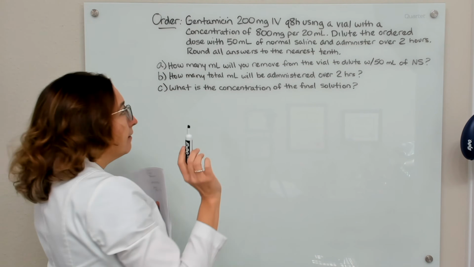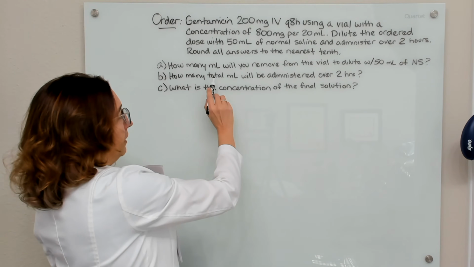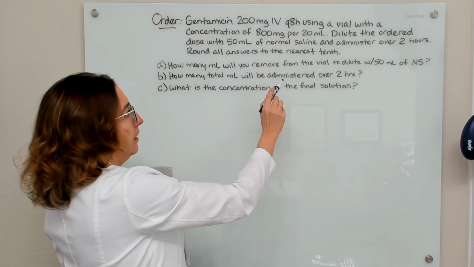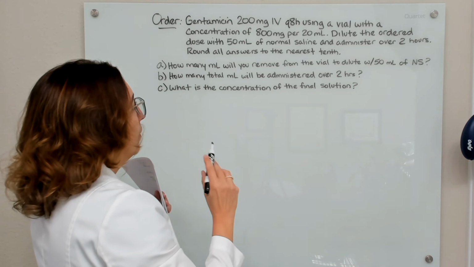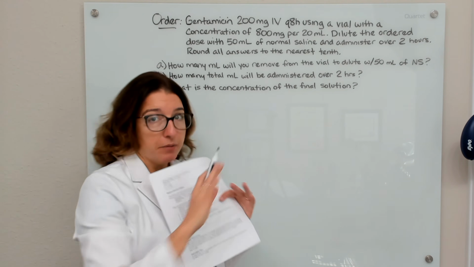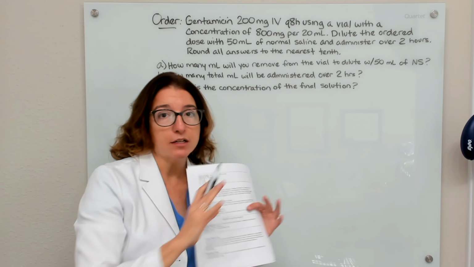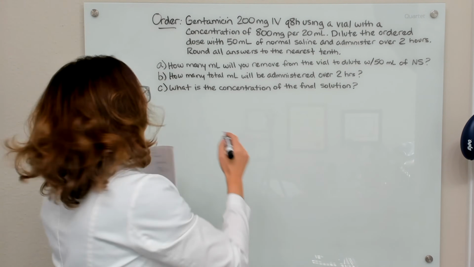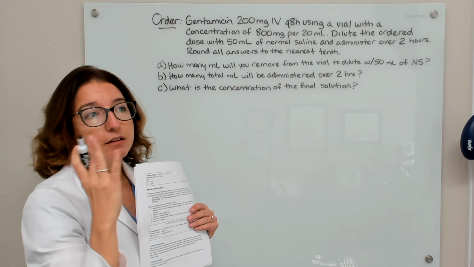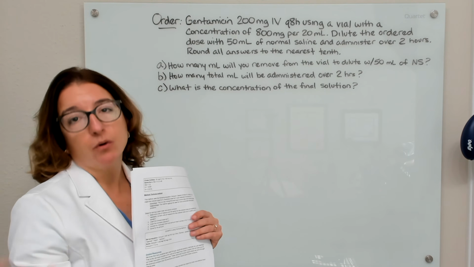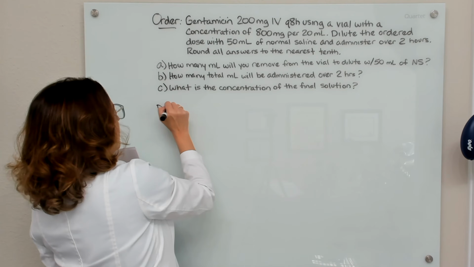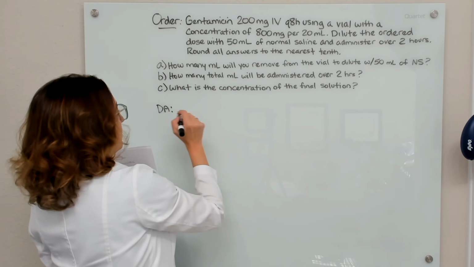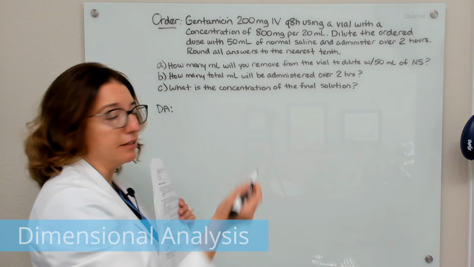And part A of this problem says, how many milliliters will you remove from the vial to dilute with 50 mLs of normal saline? So this part is just asking, how much do we take out of the vial before dilution? We can solve this with dimensional analysis, ratio and proportion, or the formula method. What is ordered is 200 milligrams, so I'm going to solve it with dimensional analysis first.